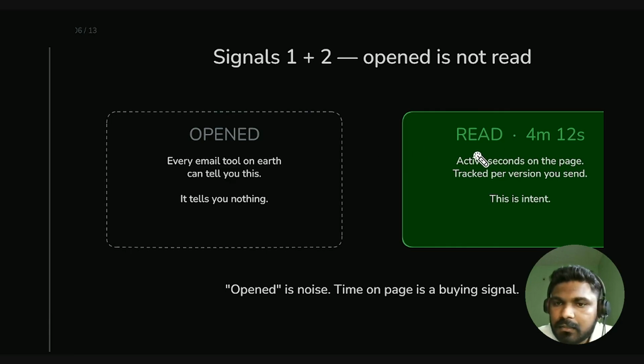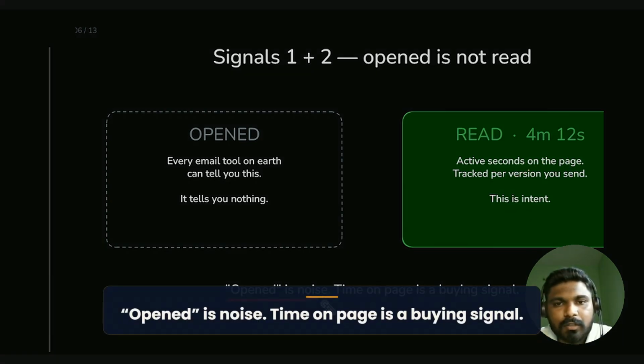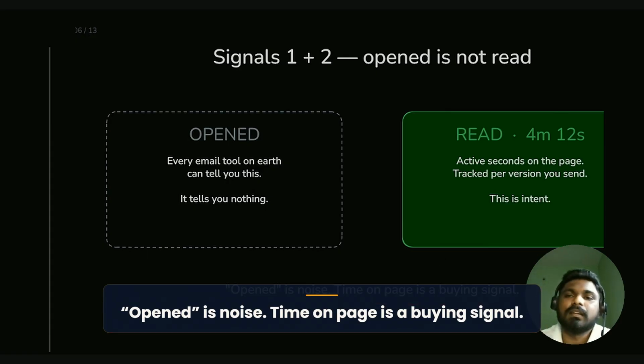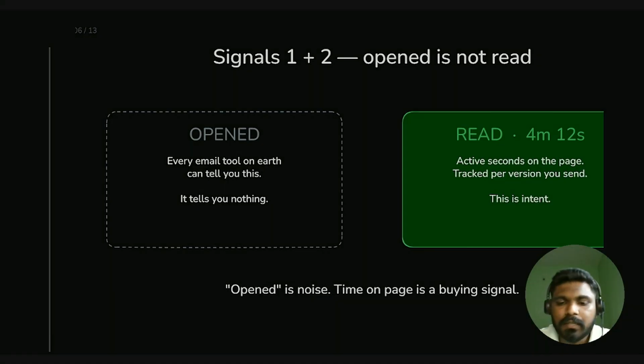And the second signal is active seconds on the page, or active minutes on the page, spent by your client on your proposal. Again, this is an intent message that you can come to a conclusion from. So open is noise. Time on page is a buying signal. All right. Now let's move to the other signals in depth.